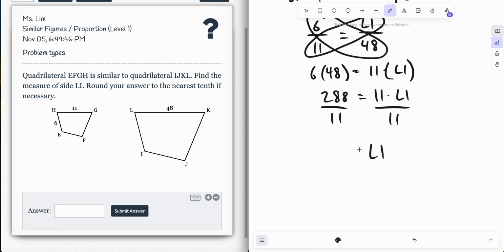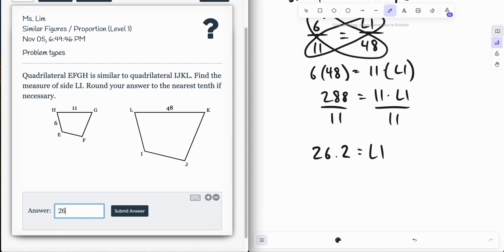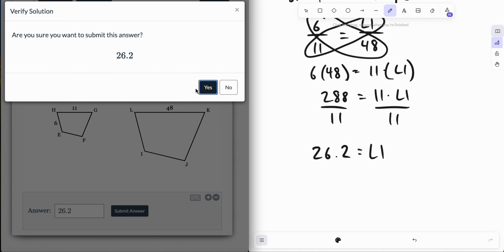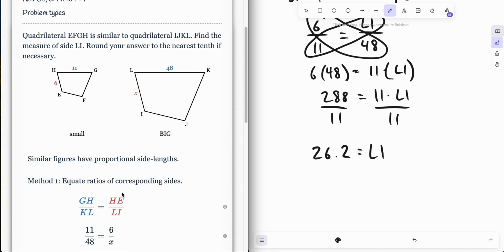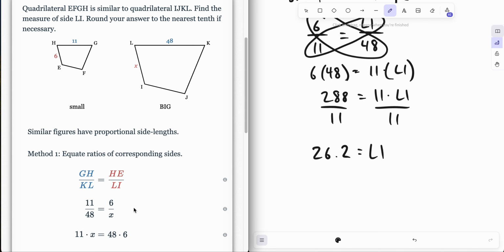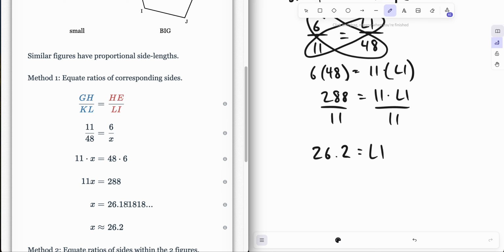So LI is equal to 26.18, which rounds to 26.2, and that is the length of our missing side. And there we have it. As long as we can identify the corresponding parts for each figure, then we can set up a ratio that involves those corresponding parts, cross multiply, and then solve for the missing side. I hope that helps.